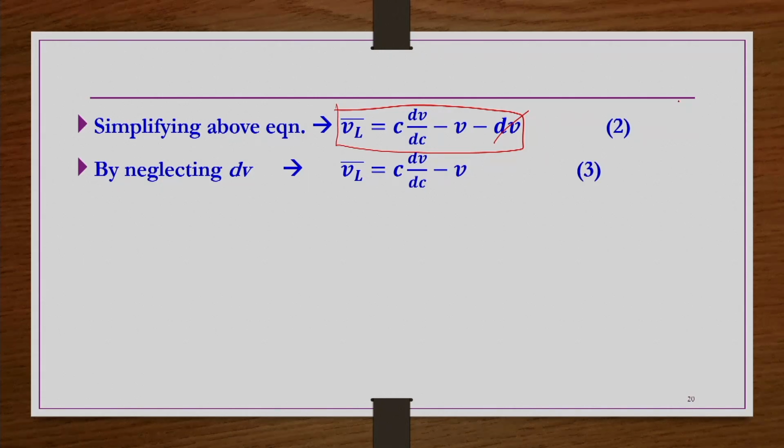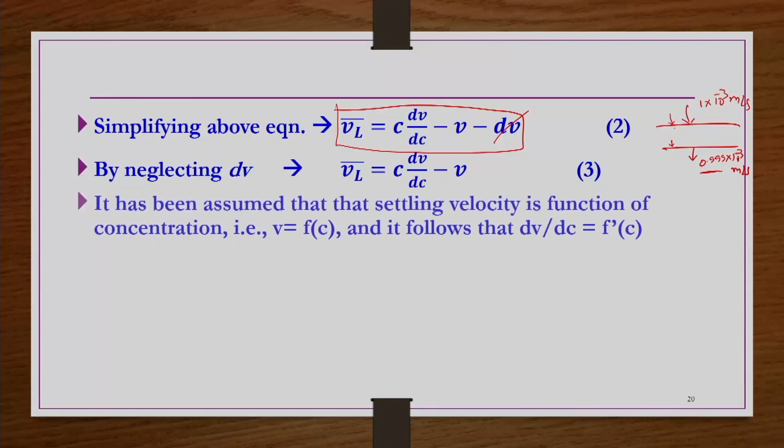Let us say the particles coming into the layer may have a velocity of 1 into 10 power minus 3 meter per second. When going out, it may have a velocity of something like 0.999 into 10 power minus 3 meter per second. So, the change in settling velocity for the particles moving from this layer to the next is going to be very small in general, especially when the layer is very thin. So, dV we can cancel out. Then we have this equation.